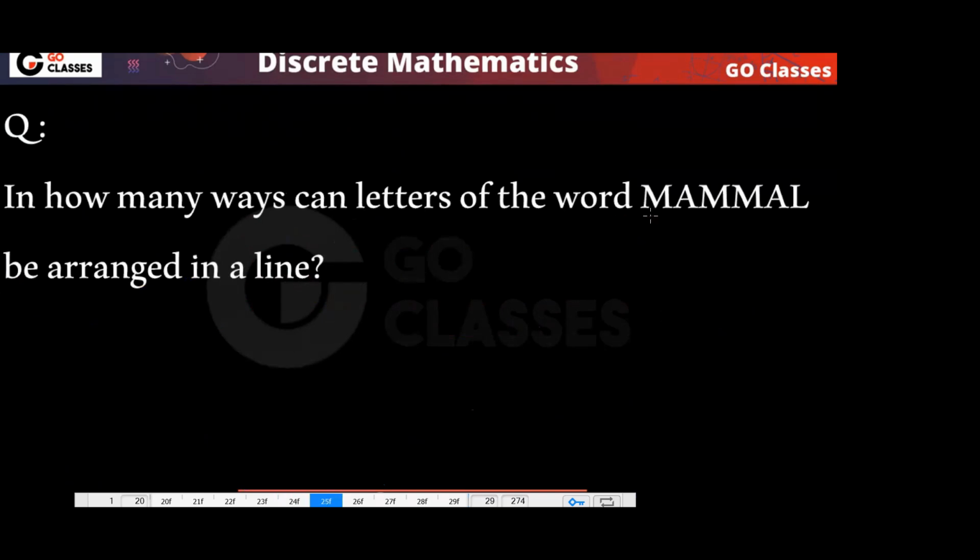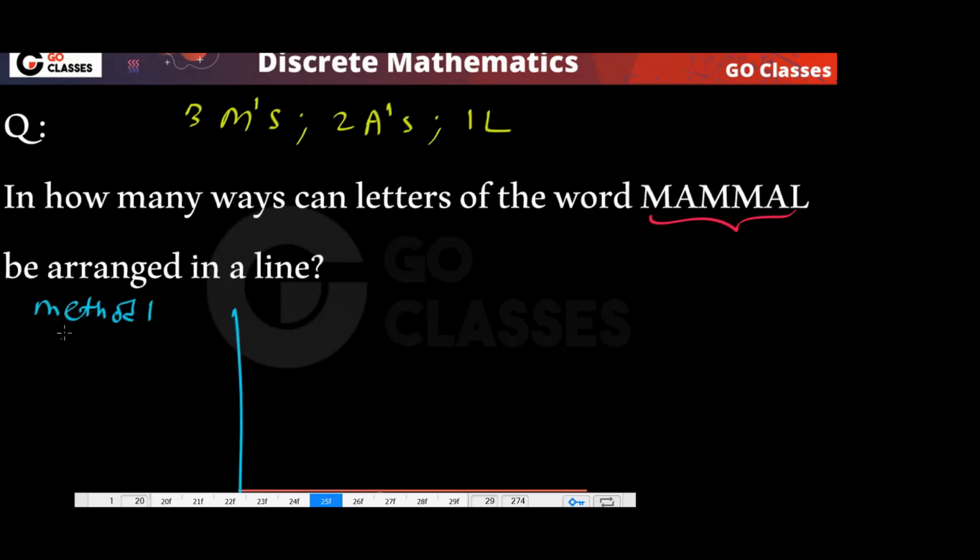This is a simple question, you already know. So this is your word MAMMAL. In this word I have 3 M's, 2 A's, and 1 L. So method 1 is the direct method. You apply the direct formula, your favorite formula from your childhood: 6 factorial divided by 3 factorial, 2 factorial, 1 factorial.